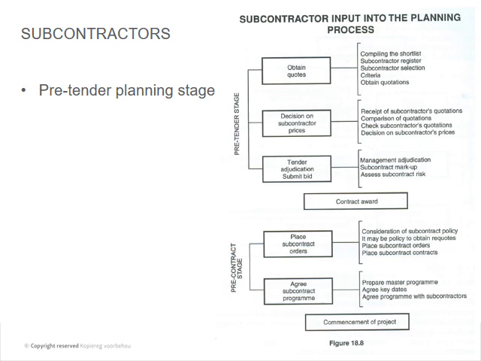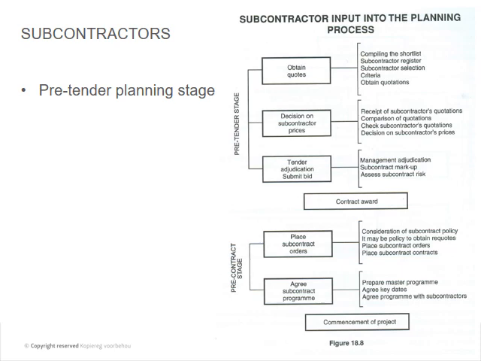Okay, then we get to subcontractors. This is now very important for me. You've got pre-subcontractor planning, and then you've got during-construction contract planning. So figure 18.8 is important. It shows the relationship between your planning and your actual control on site.